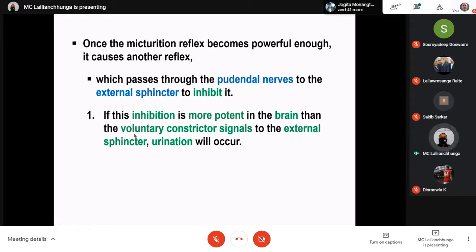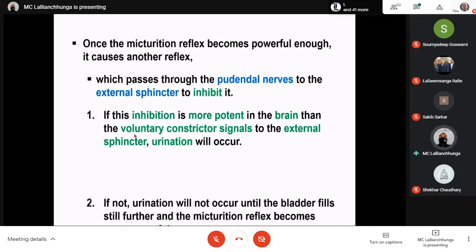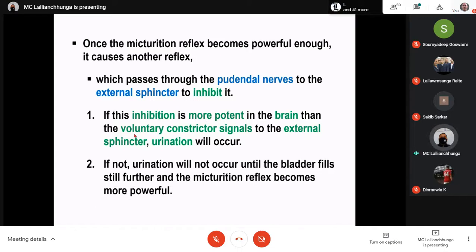Okay, that means that if this inhibition is more potent in the brain, then voluntary constriction signals to the external sphincter, urination will occur. That means you can control your urination. It will simply come out. But the second condition is that if not, urination will not occur until the bladder fills still further and the micturition becomes more powerful.